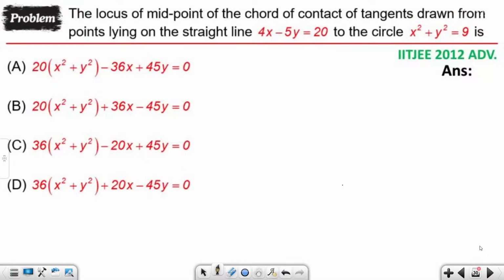So let me take another problem. A long time back, it came in IIT JEE 2012. So what is the question? The question is the locus of the midpoint of the chord of contact. There is a circle. The locus of the midpoint of the chord of contact. Okay. So what we have done, we have drawn two tangents here.